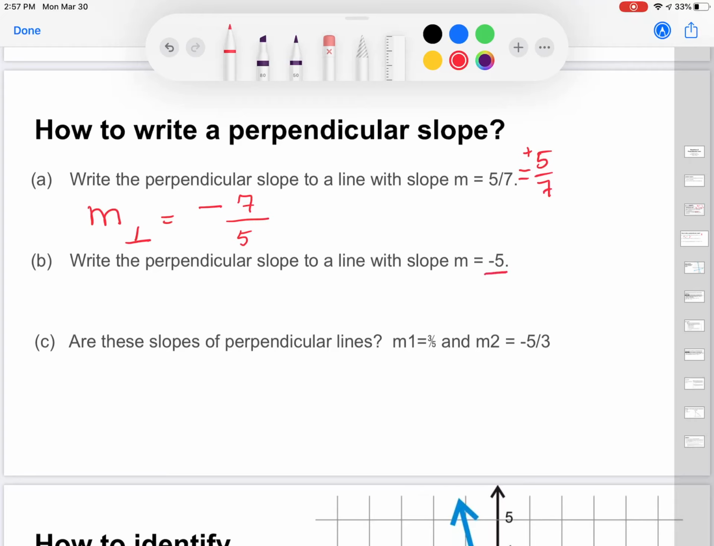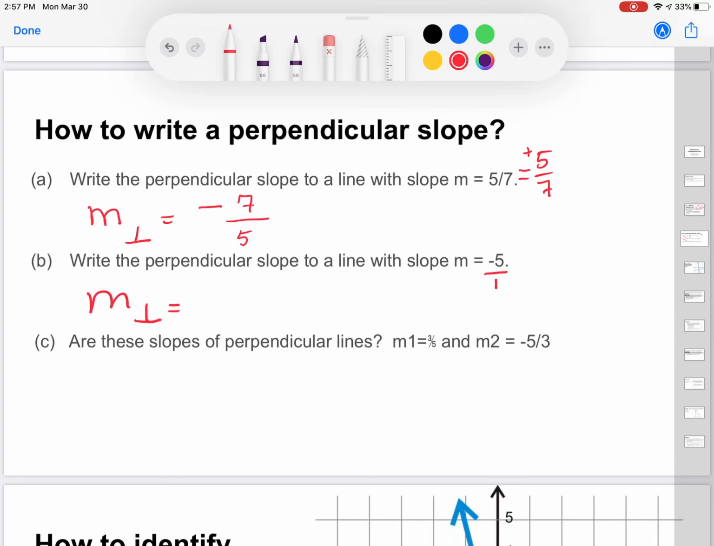All you do is put the given number over 1, because we know any number divided by 1 is that number. Any number multiplied by 1 is that number. So we can write it in fractional form by simply putting it over 1. And now we're ready to write the perpendicular slope.